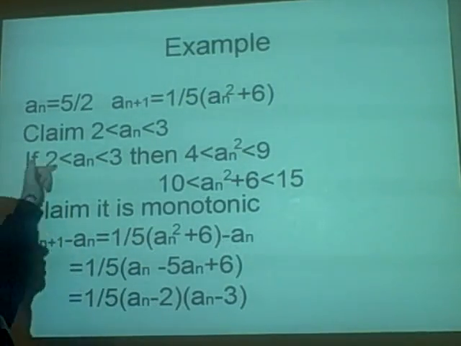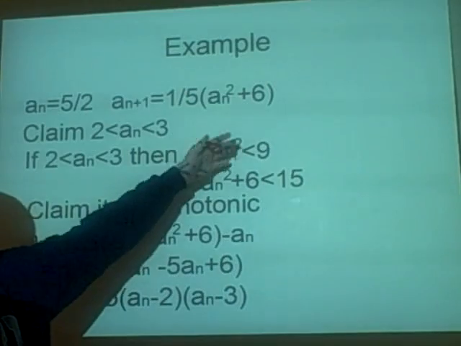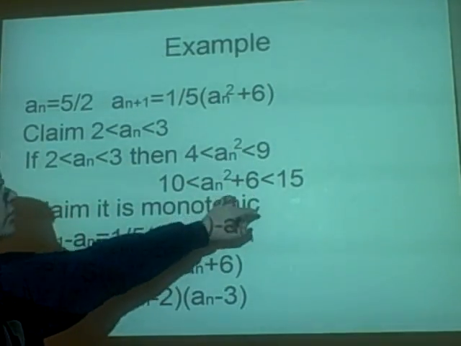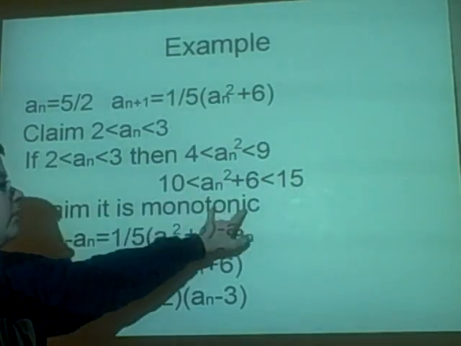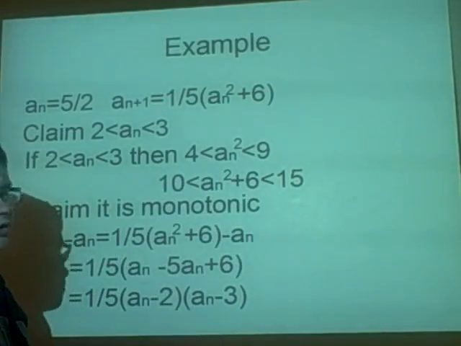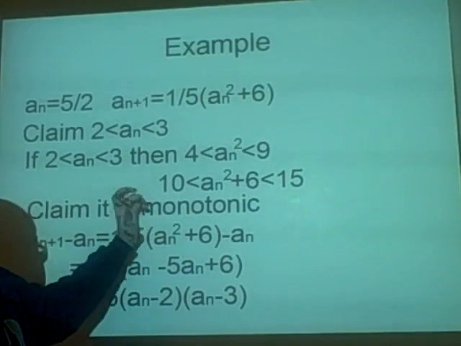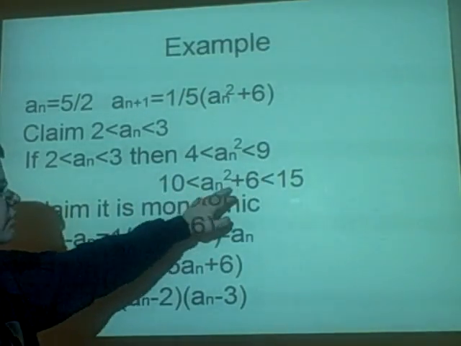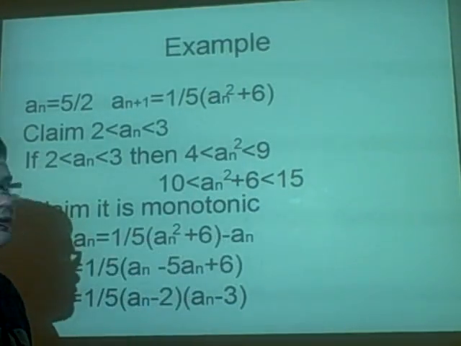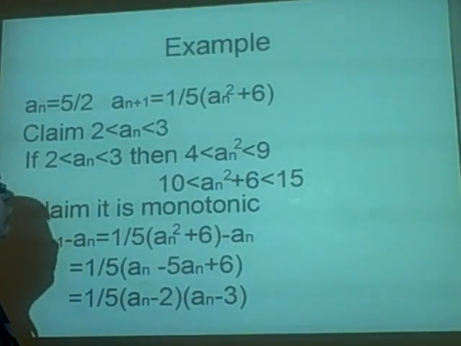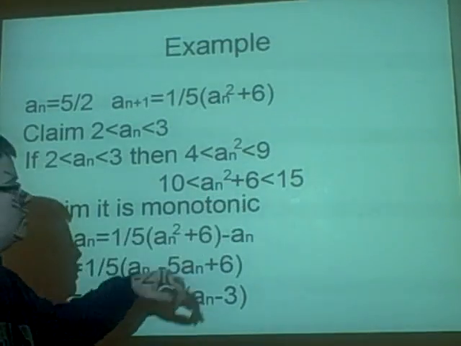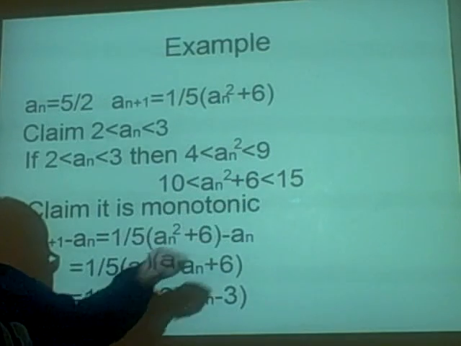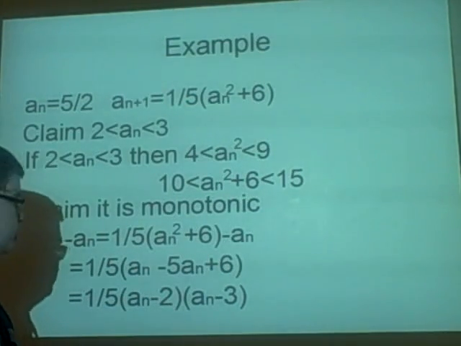So if it is true, then clearly if we square all parts, then this is true. And then if we add the 6, so we've got this part, then this is true. And as we've got the fifth here, if we do apply the fifth to these, then we get 2 is less than a_n squared plus 6 over 5 is less than 3. So we've just proved that this is between 2 and 3 as well. So that's true. Works fine.